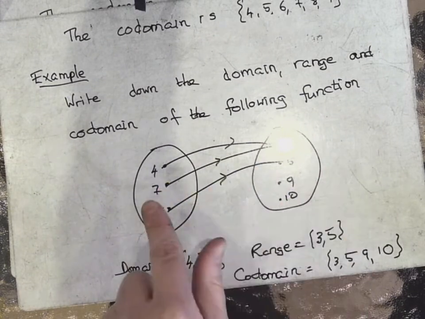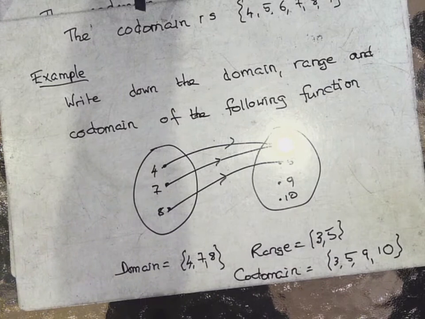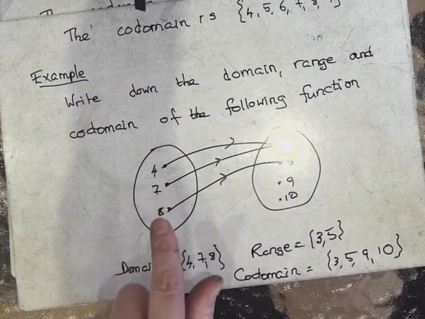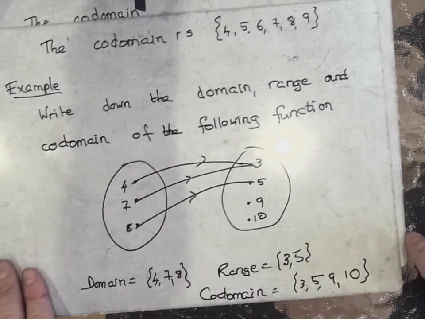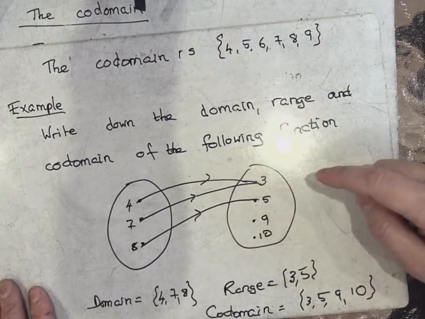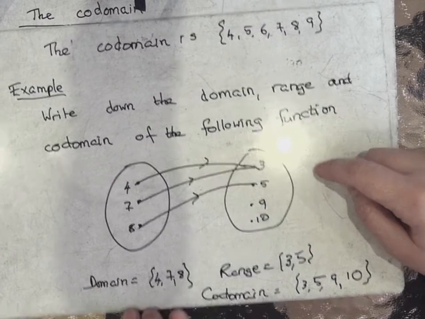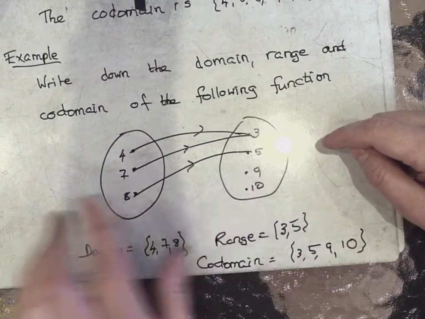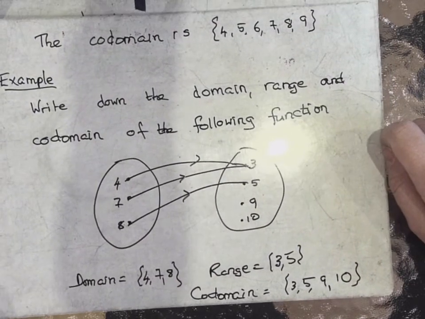So we have 4 going to 3, 7 going to 3, 8 going to 5, and there's a 9 and a 10 over here. So the domain is what we put in. So we put in a 4, a 7 and an 8. The range is what we got out. Sorry, there's a flare on that. We got out a 3 and a 5, right? Okay, and then the codomain is what we could have got out. So we could have got out a 3, a 5, a 9 and a 10. Okay, I'm going to pause to write it down.